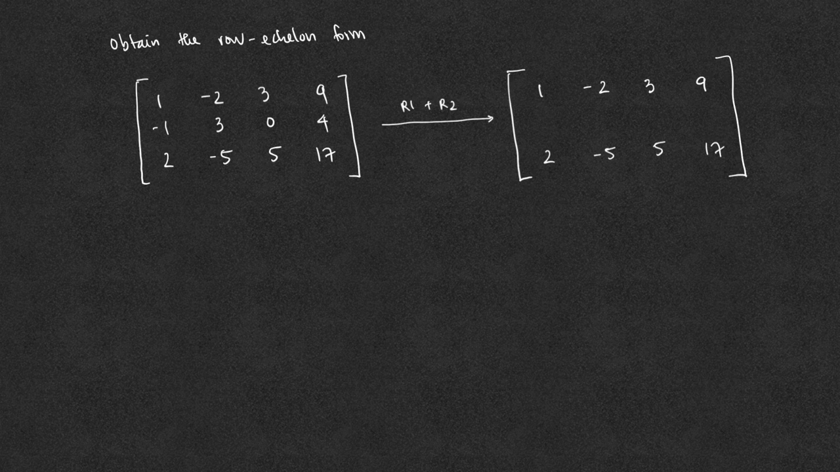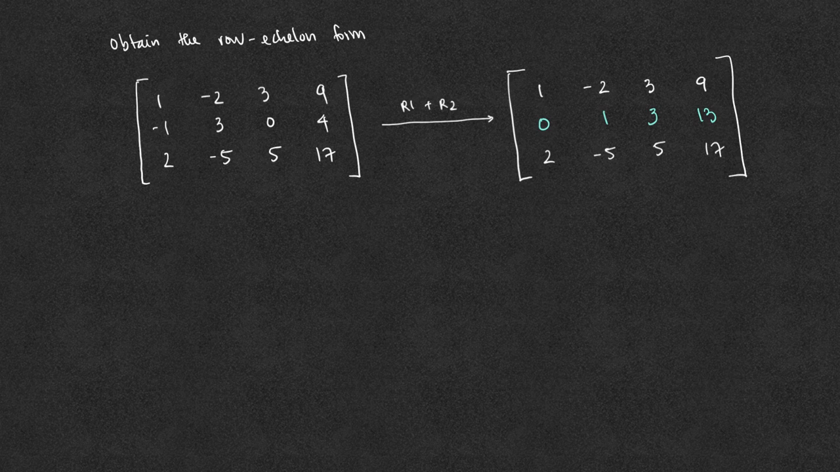If we take row 1 and add to row 2, column-wise, we will get 0, 1, 3, and 13. Row 1, add to row 2, column-wise. 1 plus -1 is 0. -2 plus 3 is 1. 3 plus 0 is 3. And 9 plus 4 is 13.